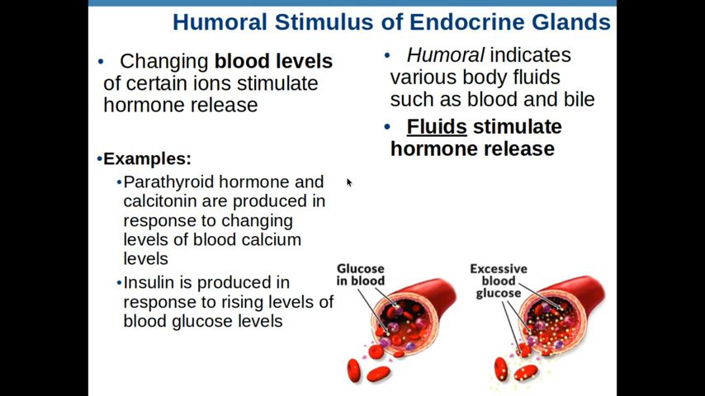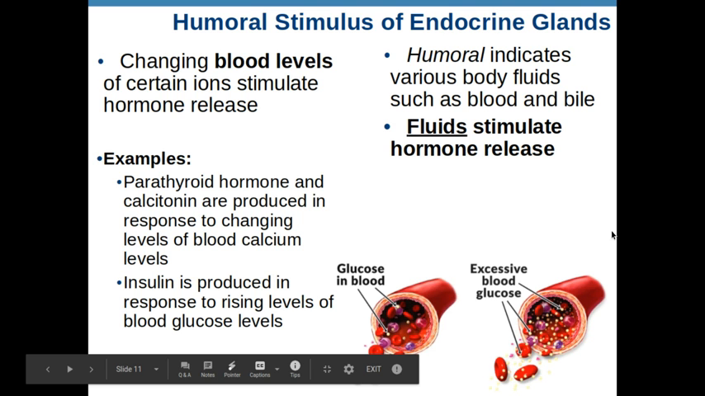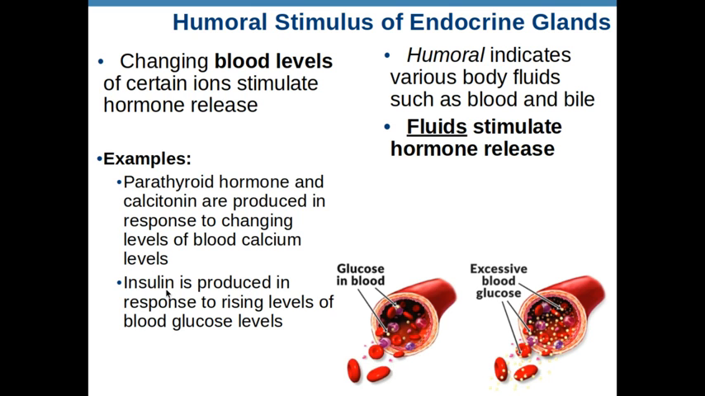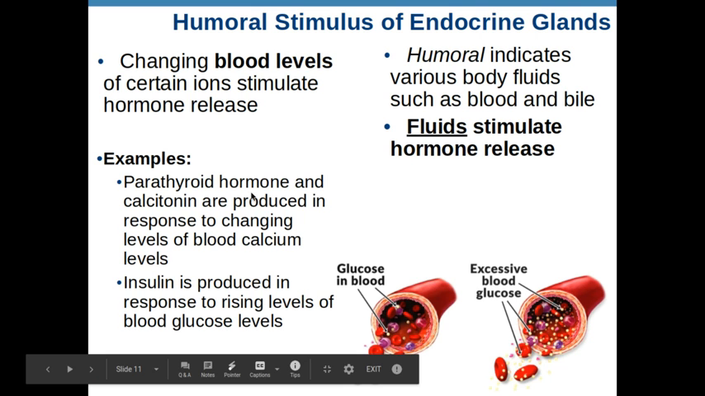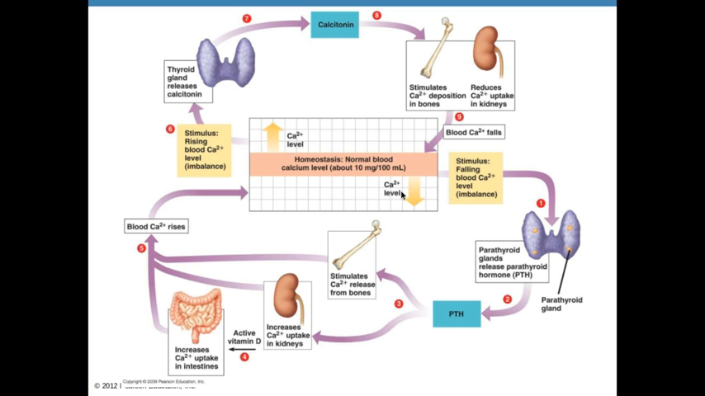All right. And so here, the example that we're looking at right here in these two vessels is glucose in the blood. So we have a normal amount of glucose. When we have an excess of glucose in the blood, you can see right over here that insulin is produced in response to these rising levels of blood glucose. Okay. This example here of parathyroid hormone and calcitonin, I'm going to flip to this next screen to show you that one. It's really cool.